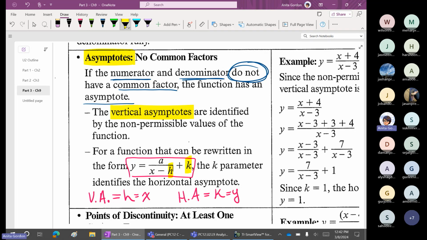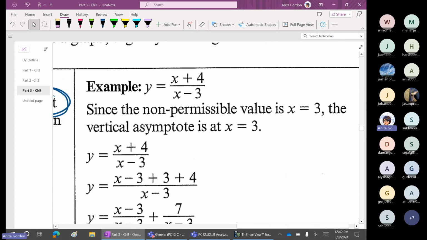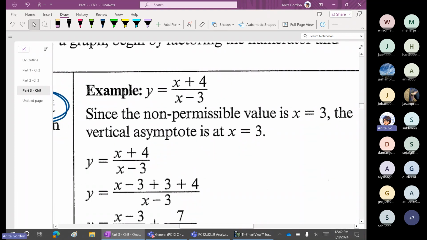This is why yesterday's lesson was important. We should be able to take any rational function and put it into this form, because then right away looking at it, we know where our vertical and horizontal asymptotes are. So there's an example here in the box next to it. We have a function x plus 4 over x minus 3. We look at the numerator and the denominator. They are different. There are no common factors.